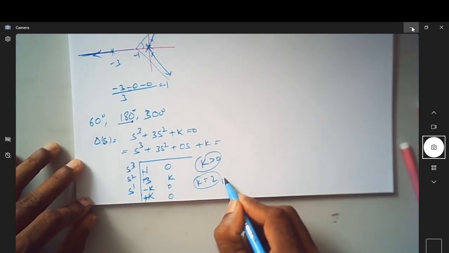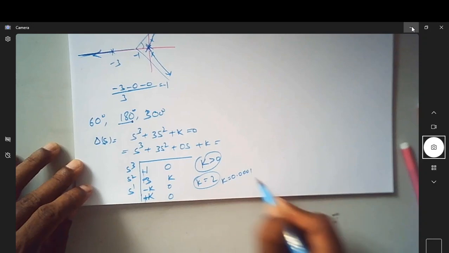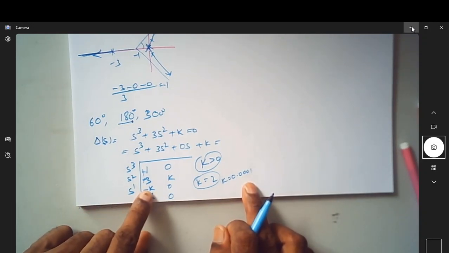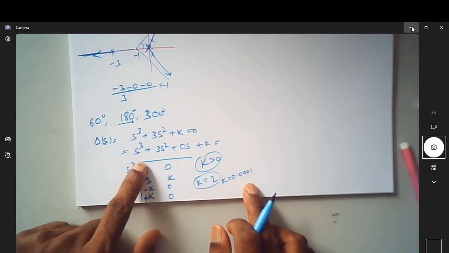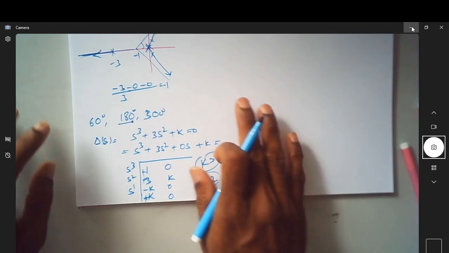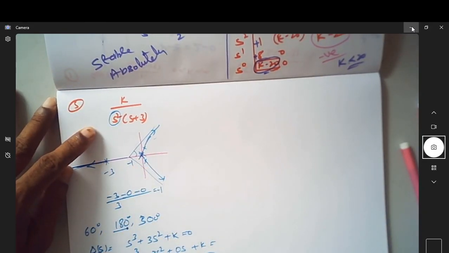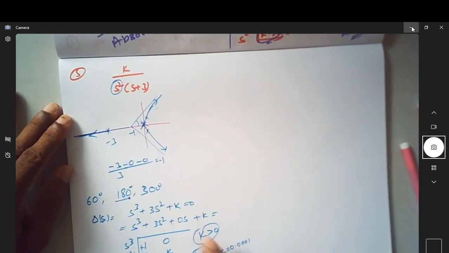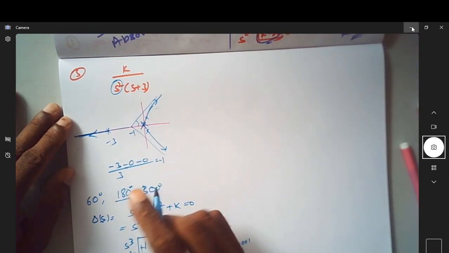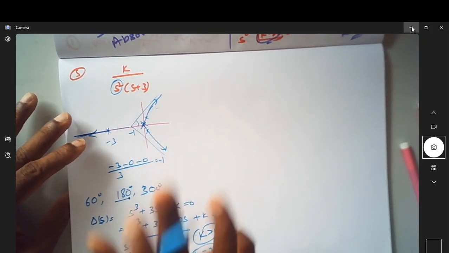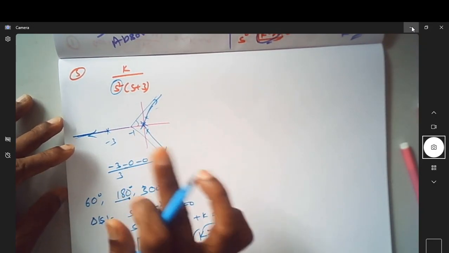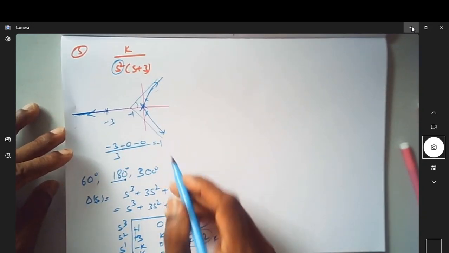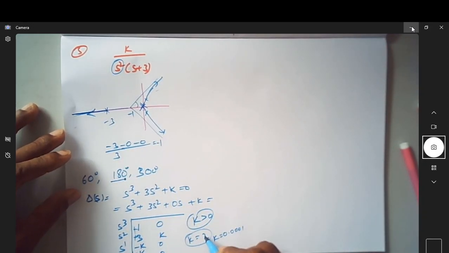Don't take K is equal to 2. Take K is equal to 0.001. Even then, this becomes negative, this becomes positive, this term positive, again two sign changes. So any values of K greater than 0 will end up with two poles on the right hand side. System is absolutely unstable. Why? Two poles always lie to the right hand side of the S-plane for values of K greater than 0.